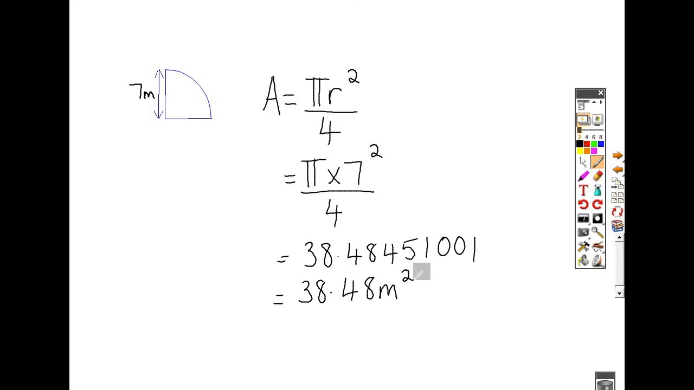So just to summarise today, we've looked at finding the area of semicircles. We had 2 examples of a semicircle, and you've just had 1 example of finding an area with a quarter circle. I'd now like you to have a little look at the assignment I've set. Have a practice of these questions for yourselves.